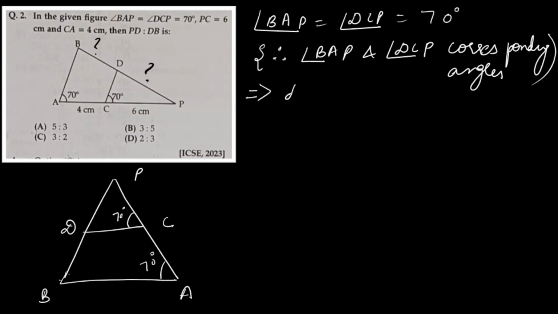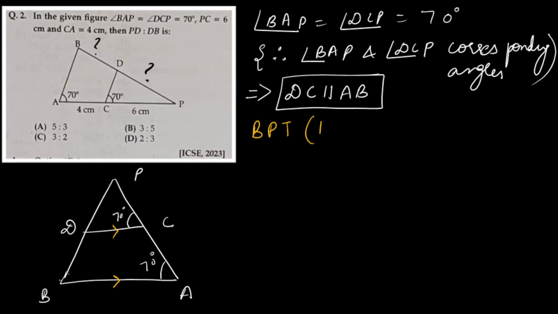Therefore, we can say DC is parallel to AB, because these two angles are making a pair of corresponding angles. Also, this angle will also be a corresponding angle, but because the values are not given, I'm not considering it. So DC is parallel to AB, so we can make use of BPT. So the basic proportionality theorem we can use here. What is the basic proportionality theorem? BPT.